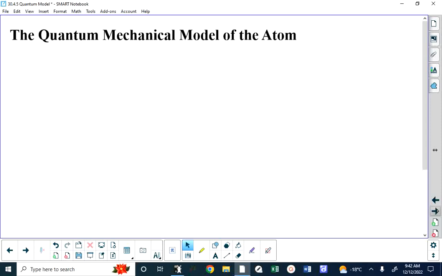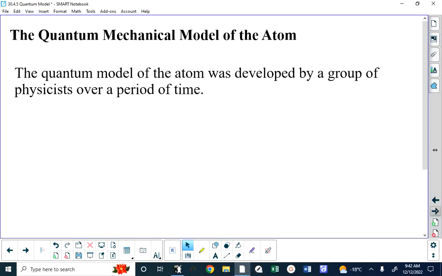So what's the quantum mechanical model? Here are the key features of the quantum mechanical model. First of all, we don't really attach a name to it. You know, Dalton model, John Dalton. Thomson model, J.J. Thomson. Rutherford, Rutherford. Bohr, Bohr. This wasn't developed by one physicist. It was developed by a group of physicists. You'll sometimes see the name Schrödinger associated with this model of the atom, but we prefer to just call it the quantum model of the atom.